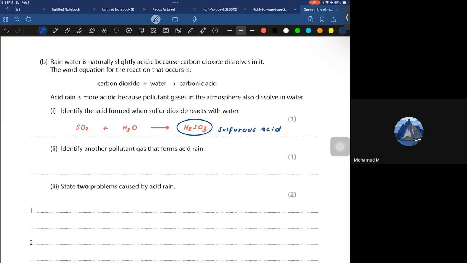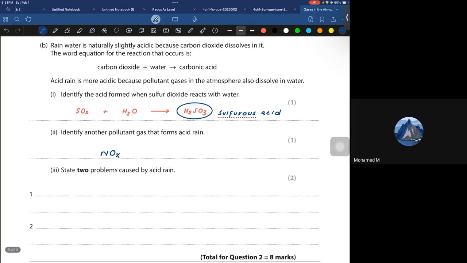Identify another pollutant gas that forms acid rain. Nitrogen something, it would be NOx. Something means it may be NO and NO2, right? So it's NOx, x equal to any number. That's called NOx, any oxide of nitrogen. Am I right? You can also write nitrogen oxide. Okay. State two problems caused by acid rain.